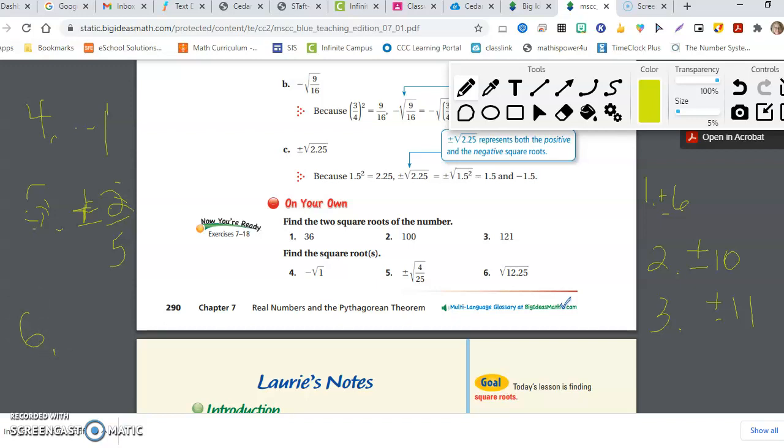All right, and number 6. The square root of 12.25. So I would go ahead and put that in my calculator, and it comes out to be 3.5. Now there's no negative sign out front, so I know they just want the positive square root. Okay? All right, let's go on to the next page.